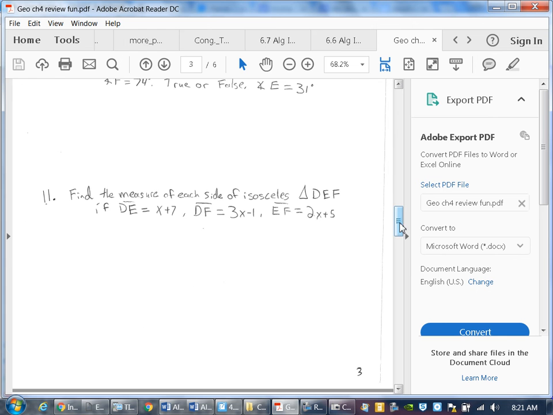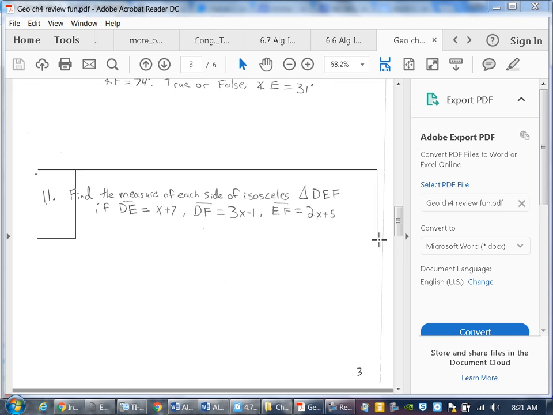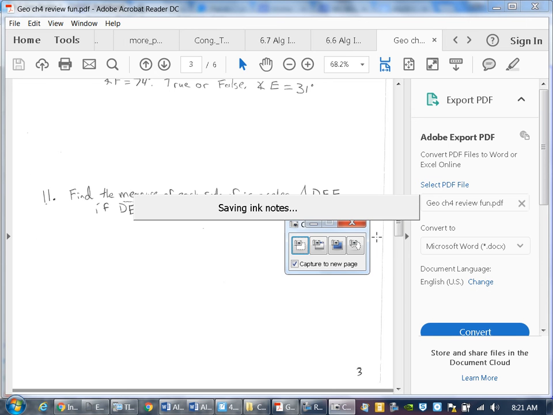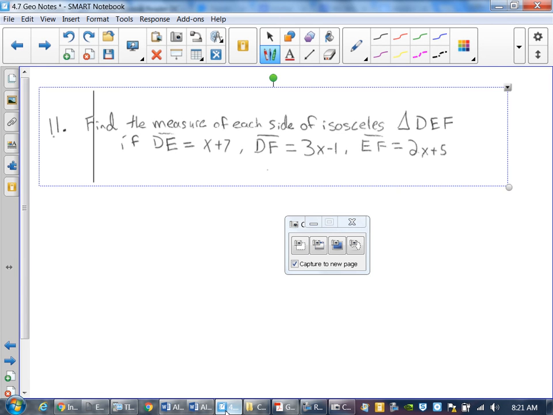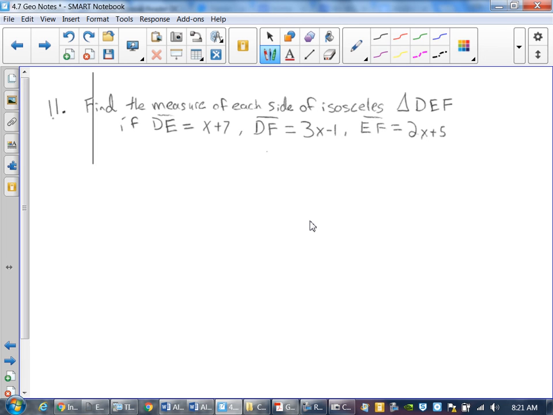Number 11. Is there a picture? You want to draw a picture? So take a second, look back on your notes about how you're drawing a picture of an isosceles triangle, and see if we can figure out all the measurements of the sides. Because drawing the picture and labeling it is how you're able to solve the problem.